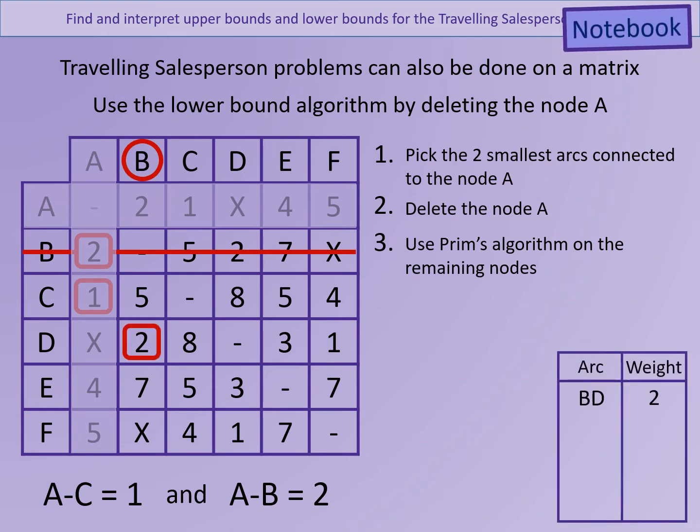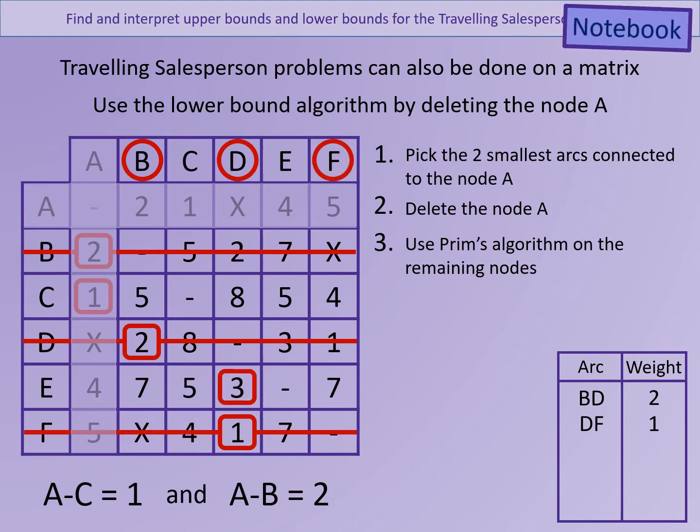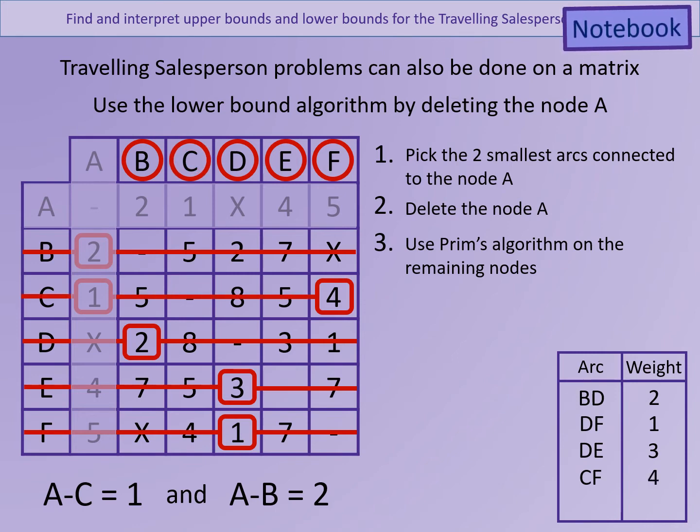So Prim's algorithm gives us BD, assuming we started at B, then gives us DF, then gives us DE, and CF. So those are the 4 arcs that will make up the minimum spanning tree of the remaining vertices. That gives us a weight of 10.